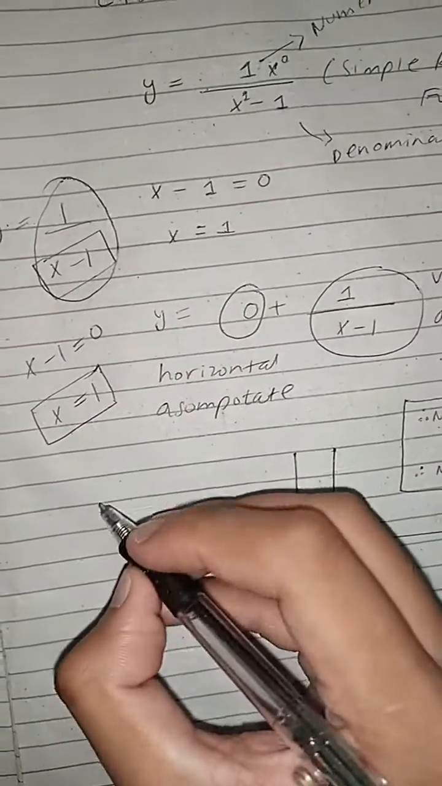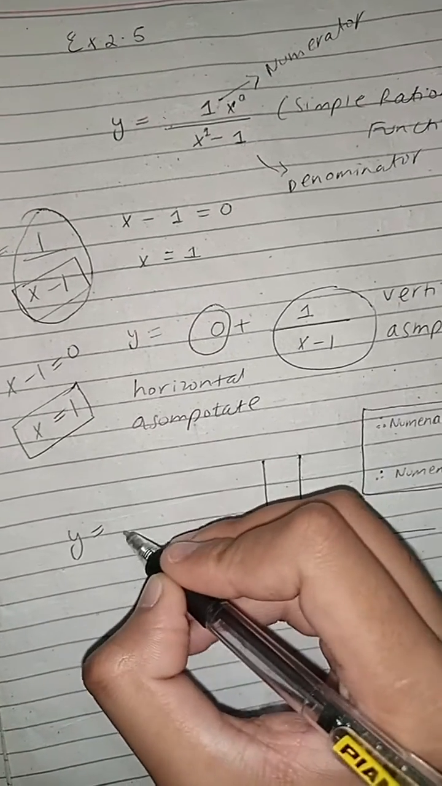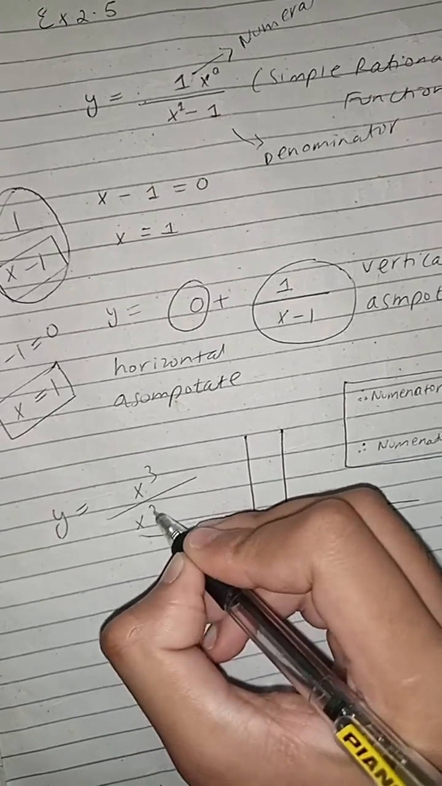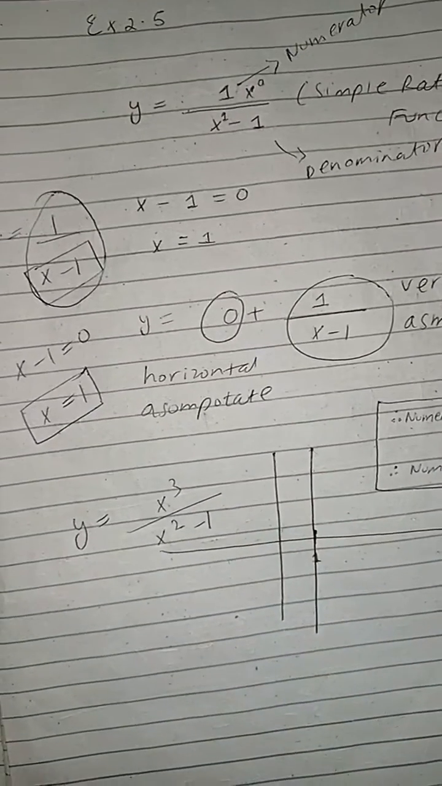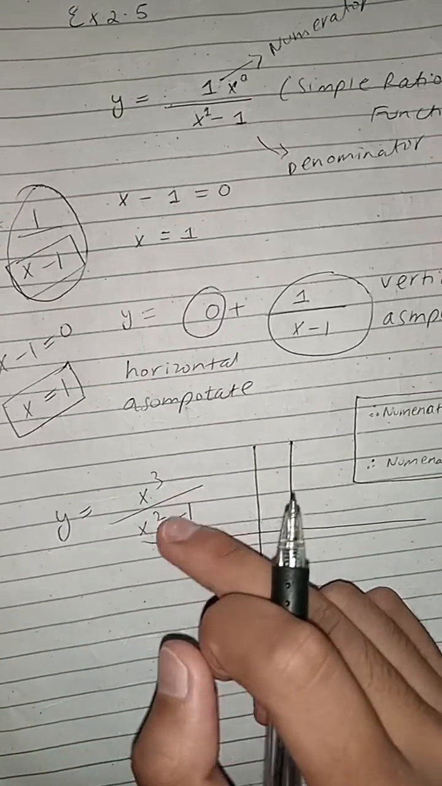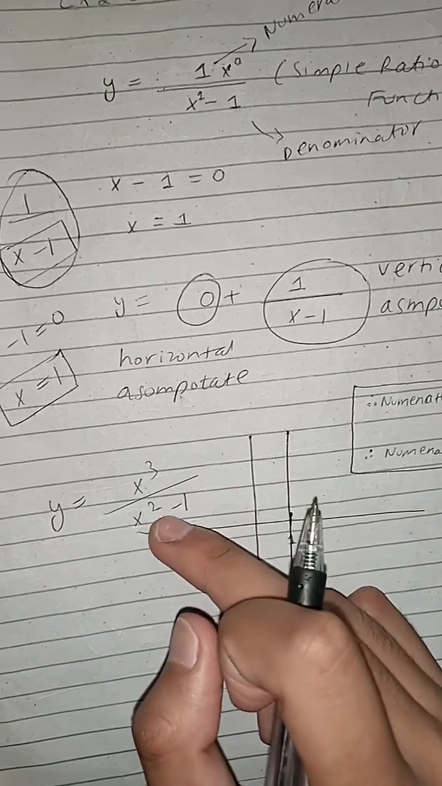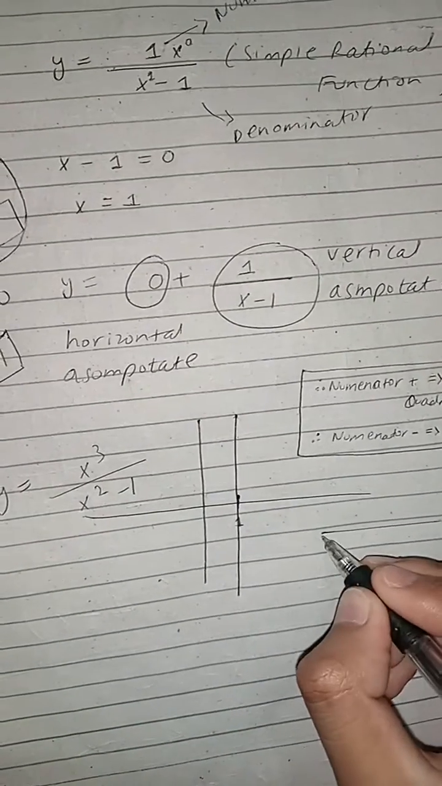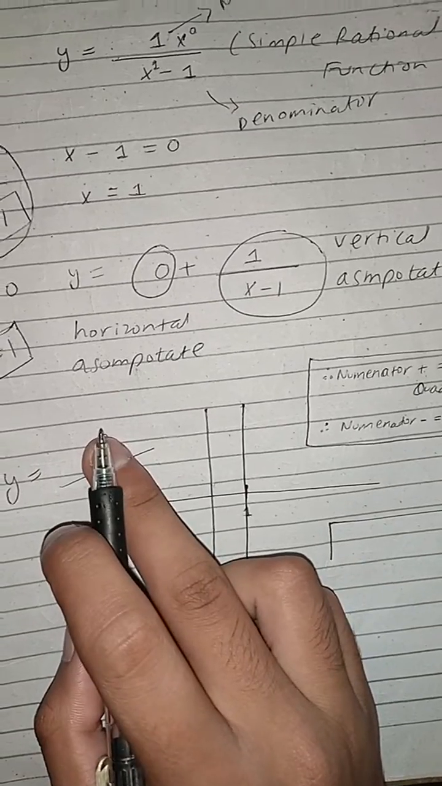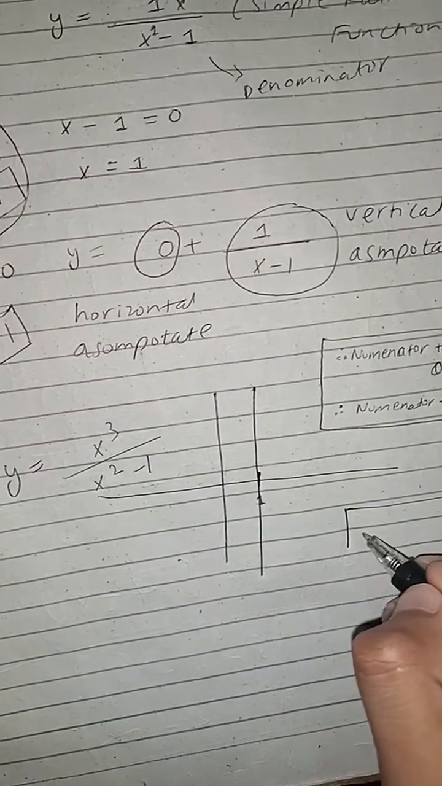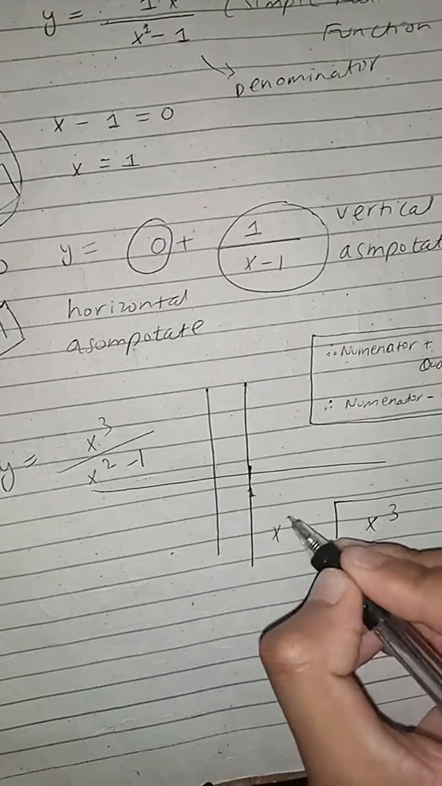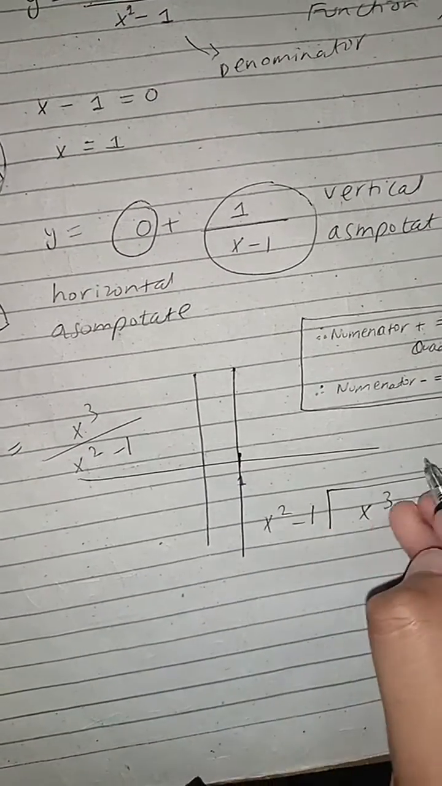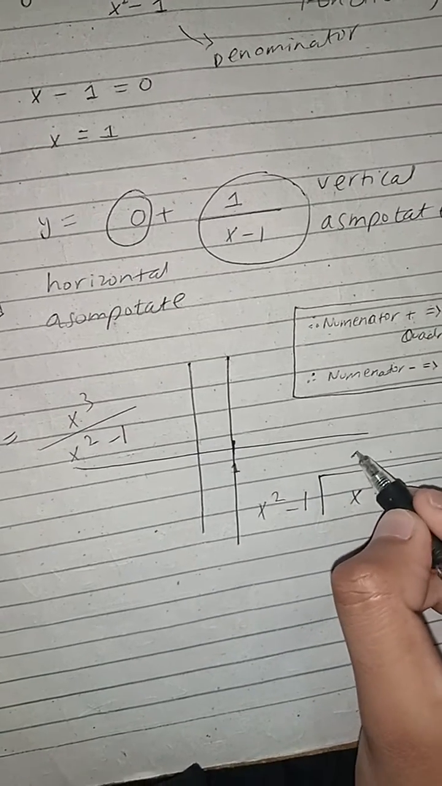Let's say you're given a question y is equal to x cubed by x squared minus 1, in which the numerator is of higher degree and the denominator of lower degree. So what are you going to do here? We're going to divide, doing the division rule, and we're just getting 1 here.